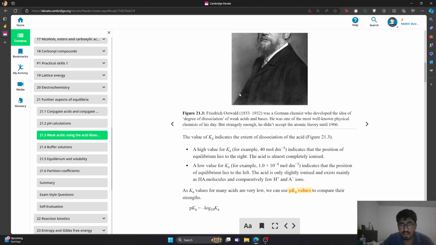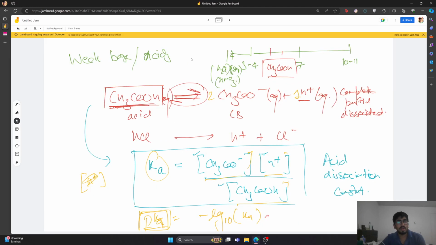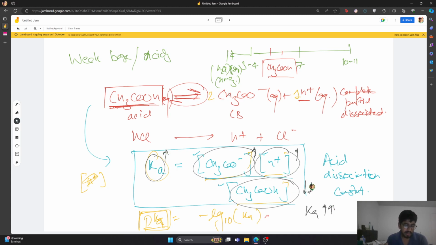Make sure you understand what is happening here. So one thing that we can understand from here is if the K value is high, that means these two are high, and this must be low. In that case, these are high, and this is low. So you can see that the reaction has moved to the right a lot, right? So that means dissociation is good. That means it's a strong acid. So this generally means that it is a strong acid, right?